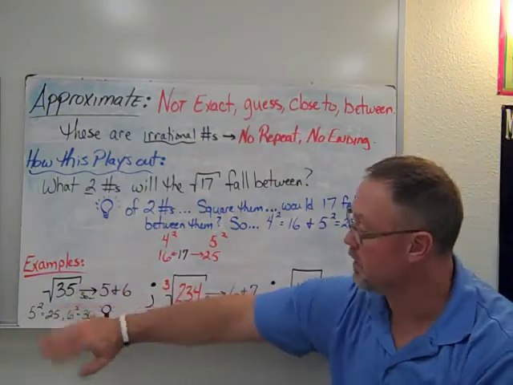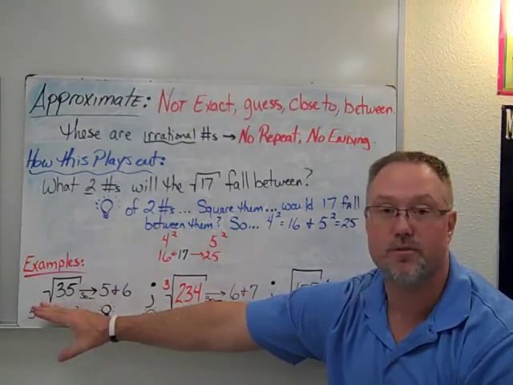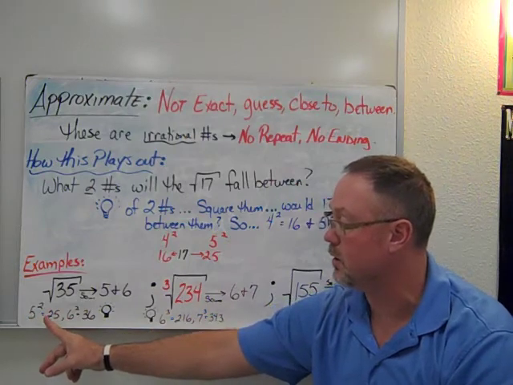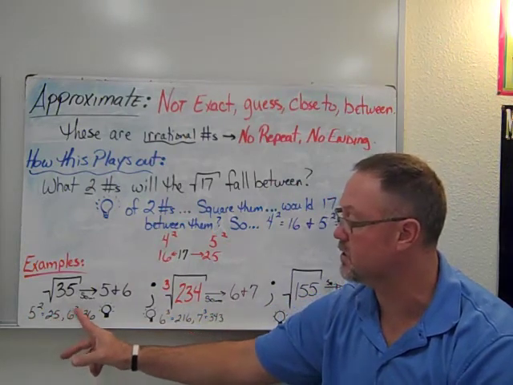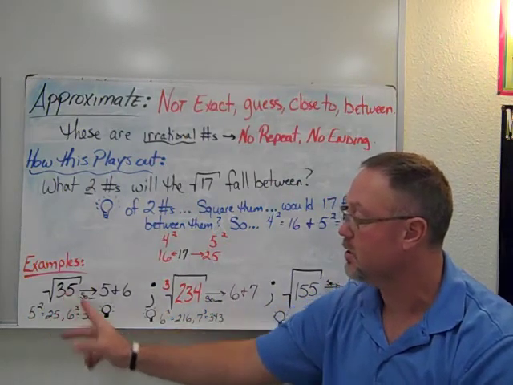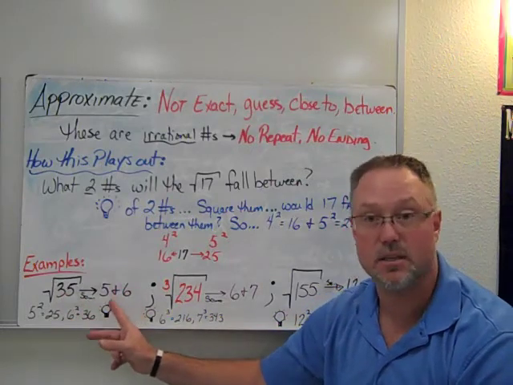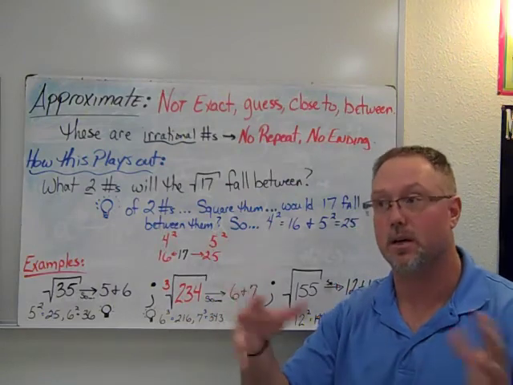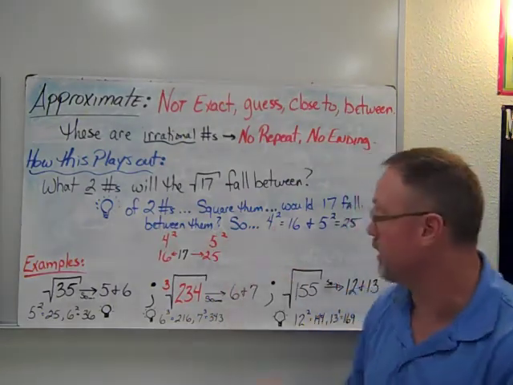So if we look at some of the other examples, if I give you the square root of 35, what you want to do is think about, well, if I take 5 and square it, it gives me 25. If I take 6 and square it, I get 36. So that puts us in between 5 and 6. Again, it's not an actual answer, it's an approximate. So in a way, we're kind of guessing at what we're trying to find.